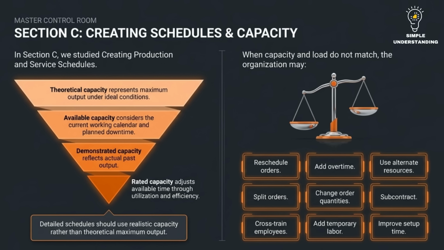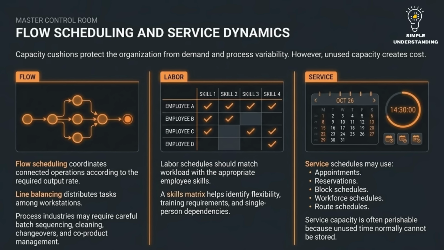When capacity and load do not match, the organization may reschedule orders, add overtime, use alternate resources, split orders, change order quantities, subcontract, cross-train employees, add temporary labor, improve setup time. Capacity cushions protect the organization from demand and process variability. However, unused capacity creates cost.